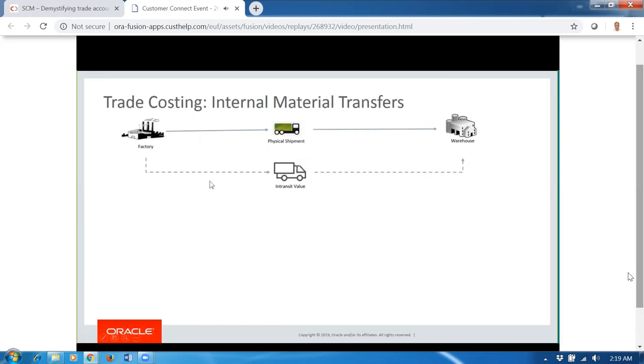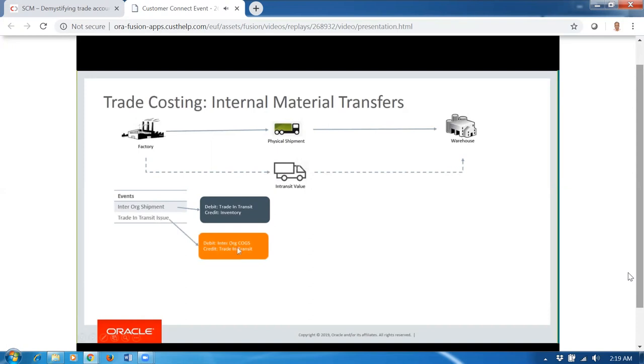So there is a financial need to track the value of the inventory from the financial point of view. Whenever there's a shipment or a transfer, you would create an intra-organization shipment, which means that you are taking all the inventory out of the org and moving it to the trade in transit. Depending upon whether it is for the shipment or for the receipt, another set of events gets triggered. So when you have a trade in transit issue, the ownership chain has been completed.